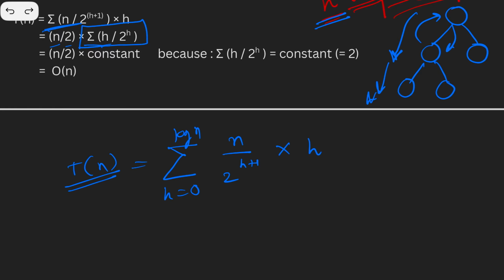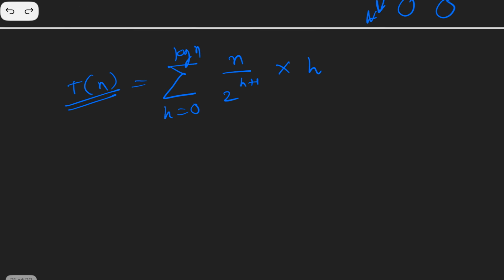So just for the sake of understanding, I will also provide the proof why h by 2 to the power h is not going to grow beyond 2. So we need to prove summation of h by 2 to the power h will be less than or equal to 2. Let's say h varies from 0 to infinity. Remember, in our given example, h varies from 0 to log n. But we are saying we will take the max value. So h varies from 0 to infinity.